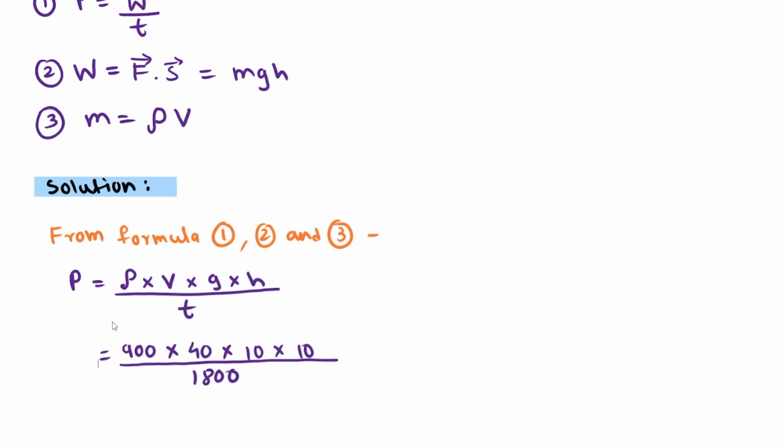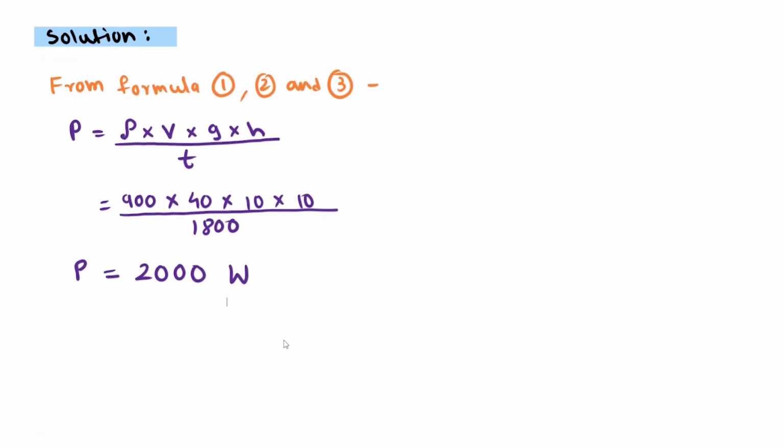Now, the only thing remaining in this equation is to substitute the given values. So let us substitute all the values. All the values are in SI units. And if we do the calculation, 900 into 40 into 10 into 10 divided by 1800, from this we get the value of the power for our pump. That comes out to be 2000 watt. Watt is a unit of power.